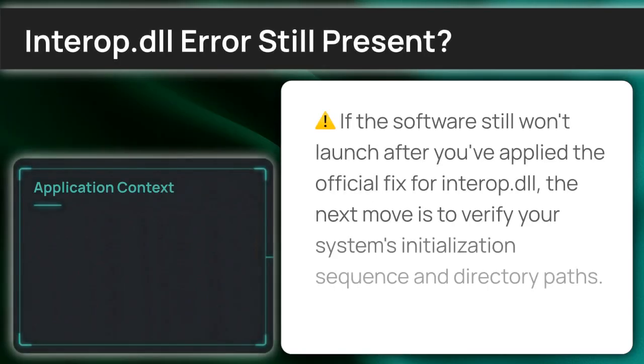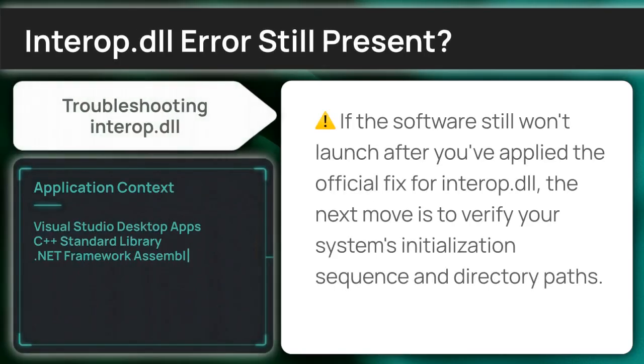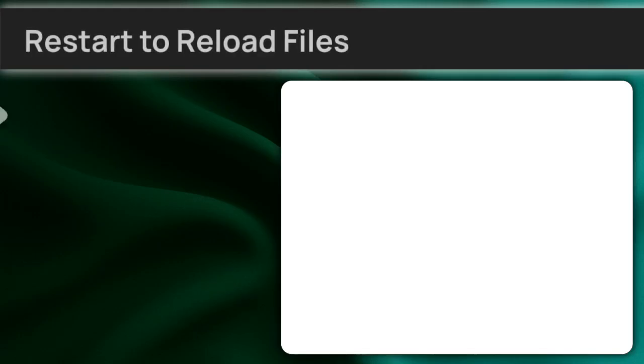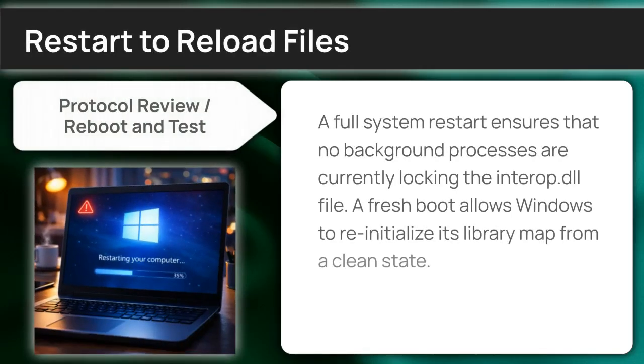If the redistributable repair didn't resolve the pop-up, the next logical step is to analyze the local environment for process conflicts. A standard reboot clears out temporary memory conflicts and gives the Windows loader another chance to properly register the Interop library component during startup.